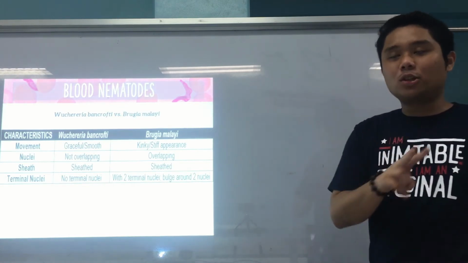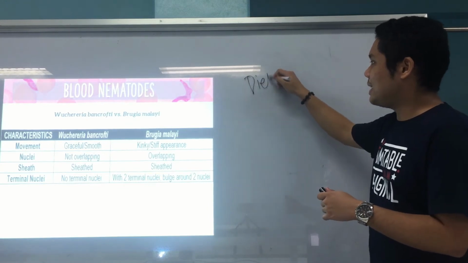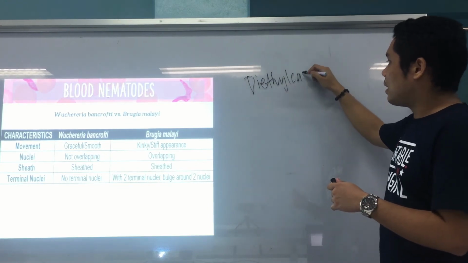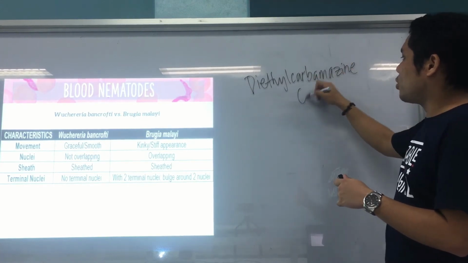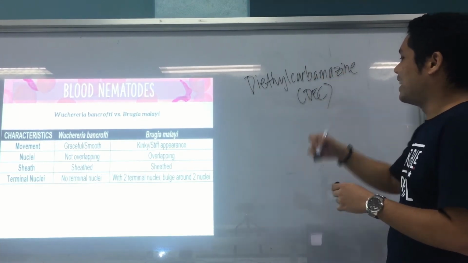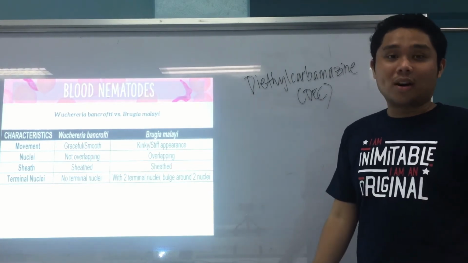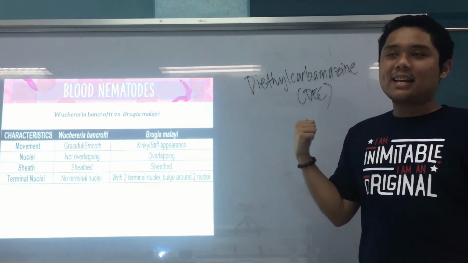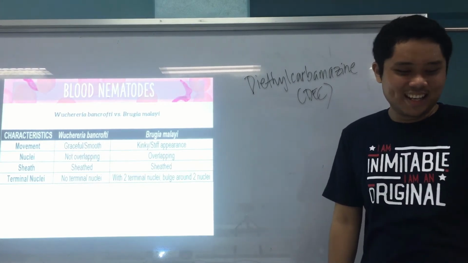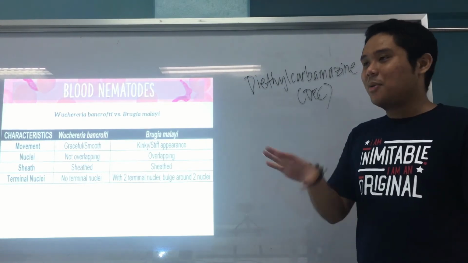And for the two worms, the treatment of choice is diethylcarbamazine, also known as DEC. DEC, diethylcarbamazine, is the treatment of choice for the two worms. And for the rest of the filarial worms, if I'm not mistaken, it's also DEC, diethylcarbamazine.